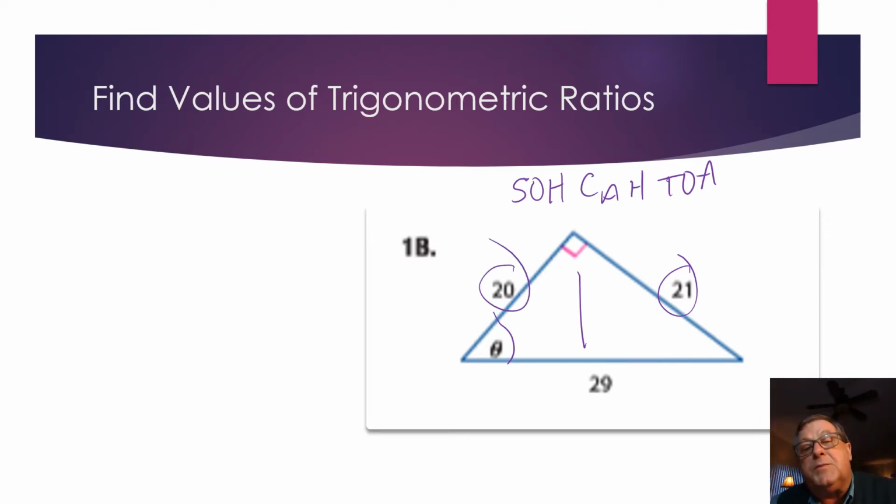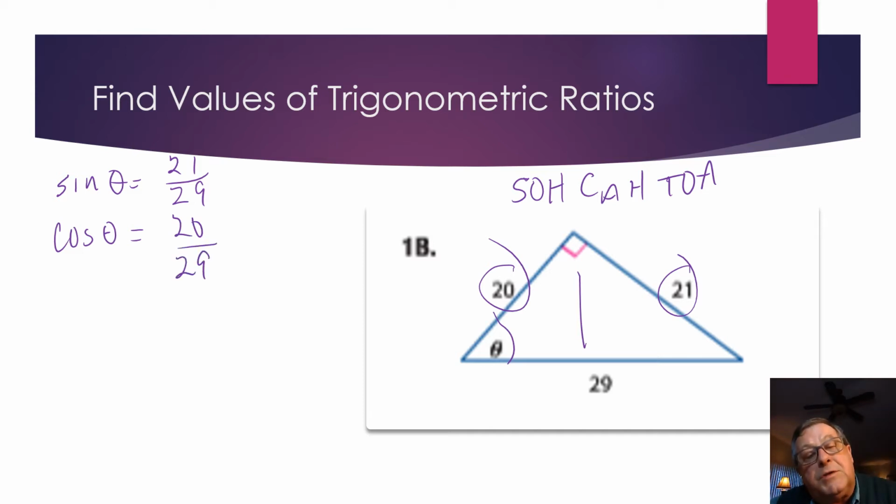And let's just kind of speed through our 6 trig ratios. So in this case, the sine of theta is the opposite, 21, over the hypotenuse, 29. The cosine of theta is the adjacent side, which is 20, over the hypotenuse, which is 29. And the tangent of theta is the opposite, 21, over the adjacent, which is 20.